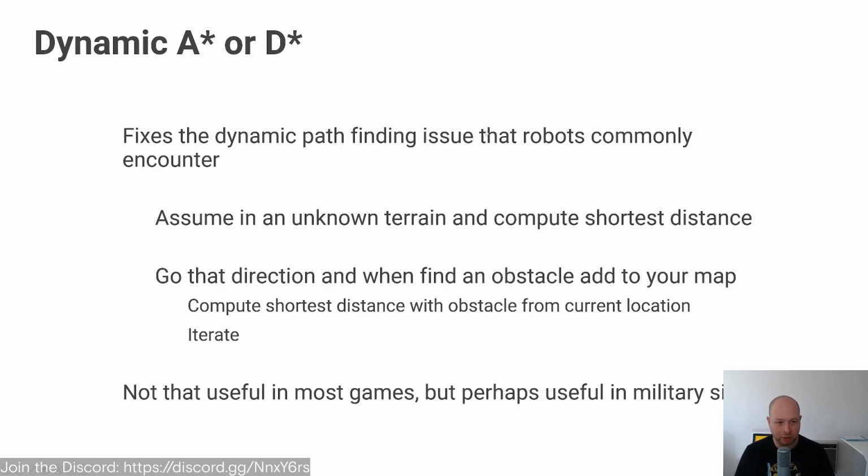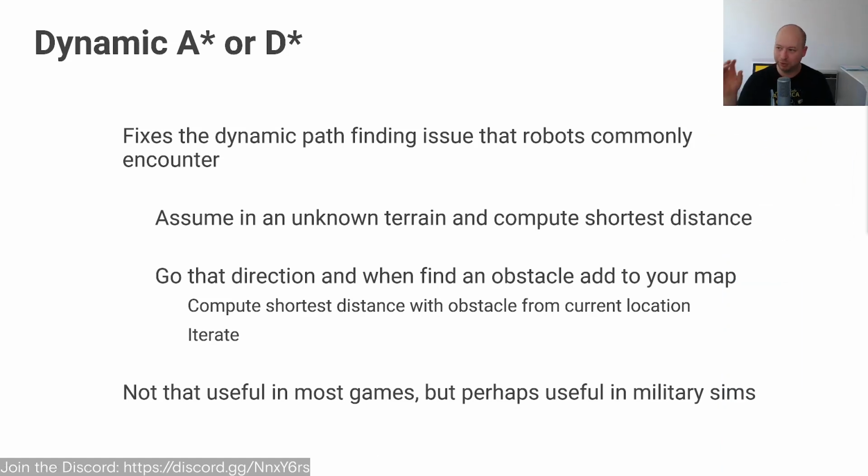So dynamic A star, or D star. This fixes the dynamic path issue, because in the real world, the world is not static. If I'm in a location and I map a path to where I'm going, and I just follow that path without thinking about the way the world is changing, I might bump into people. I might bump into dogs. I might bump into other robots.